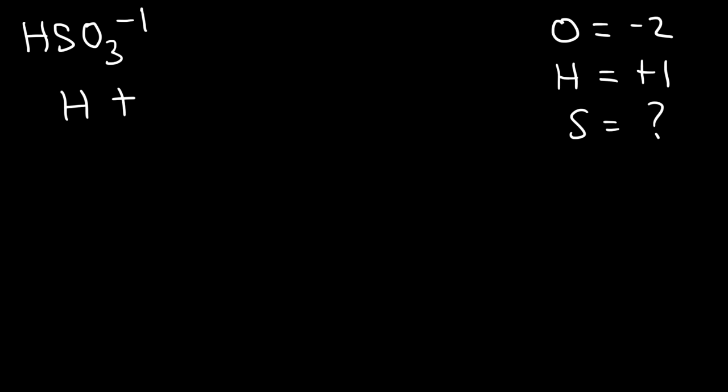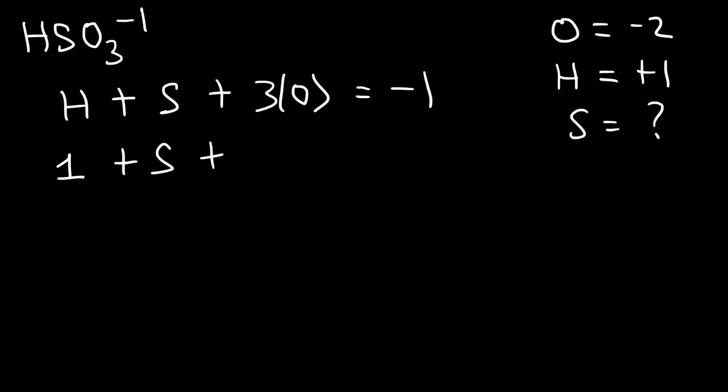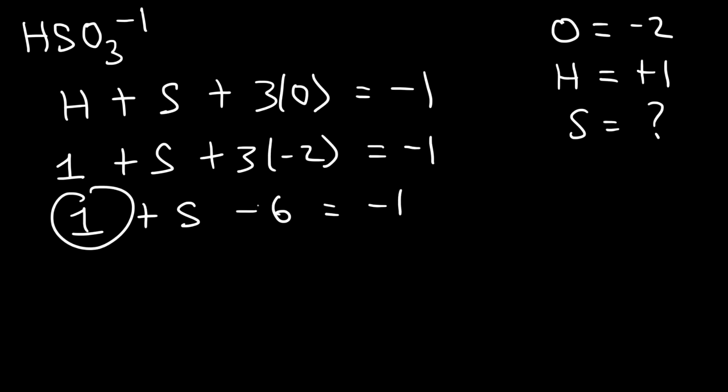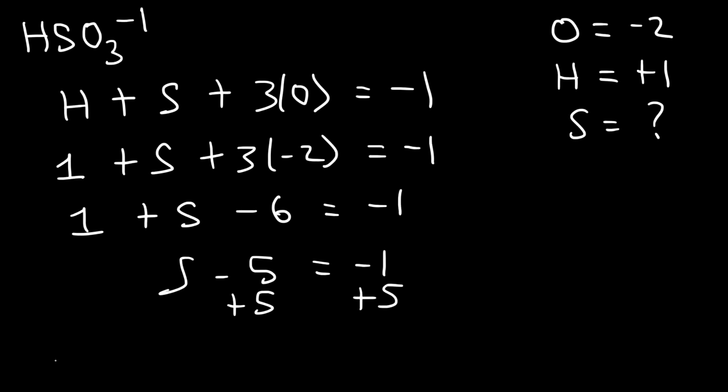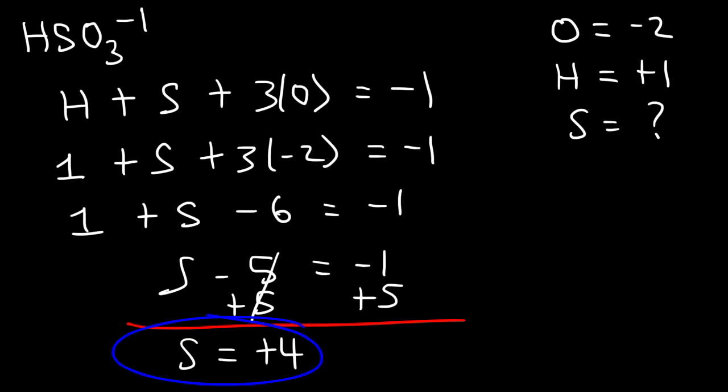So H plus S plus 3 oxygen atoms has a net charge of negative 1. So hydrogen is 1, oxygen is negative 2, and so 3 times negative 2, that's negative 6. And then 1 plus negative 6 is negative 5. So now let's add 5 to both sides. -1 plus 5 is +4. So in this example, sulfur has an oxidation state of +4.